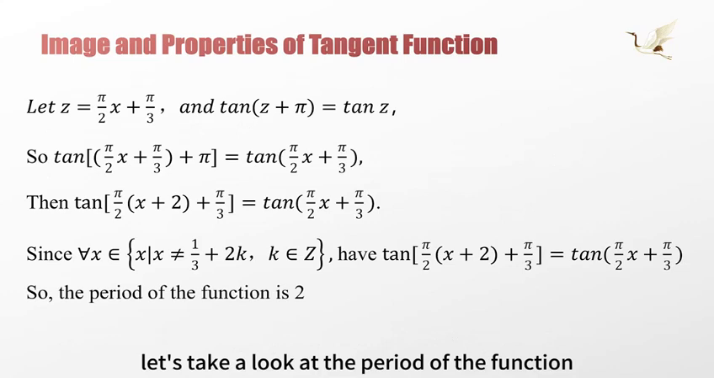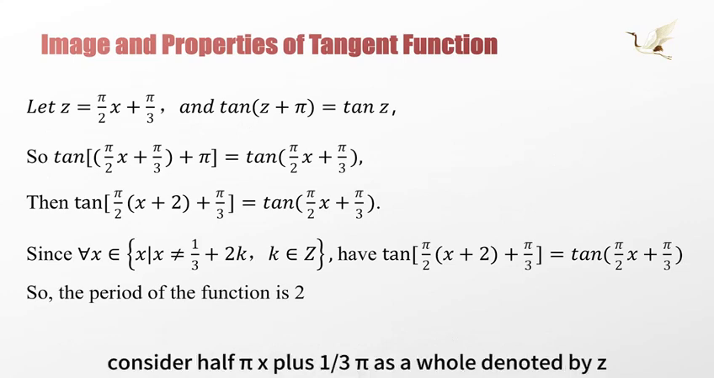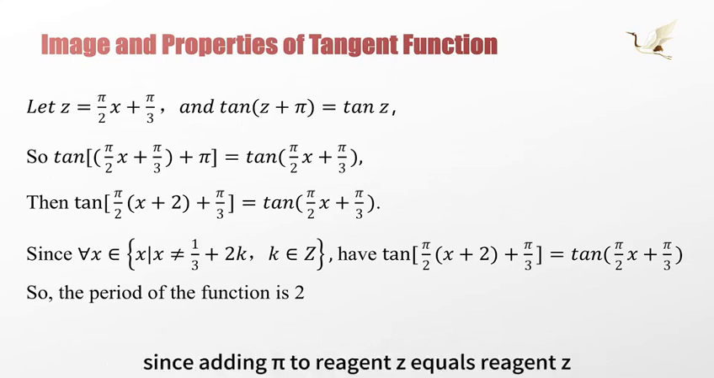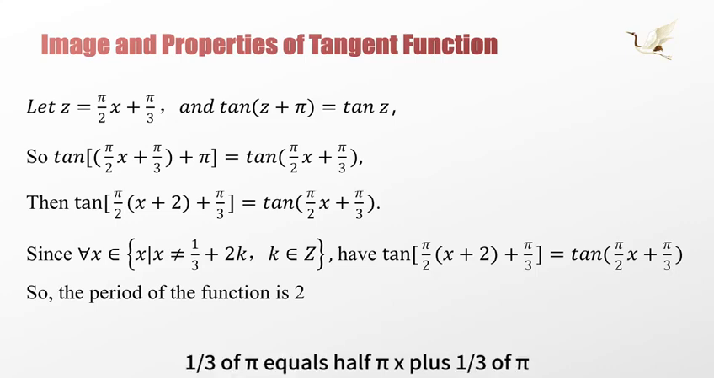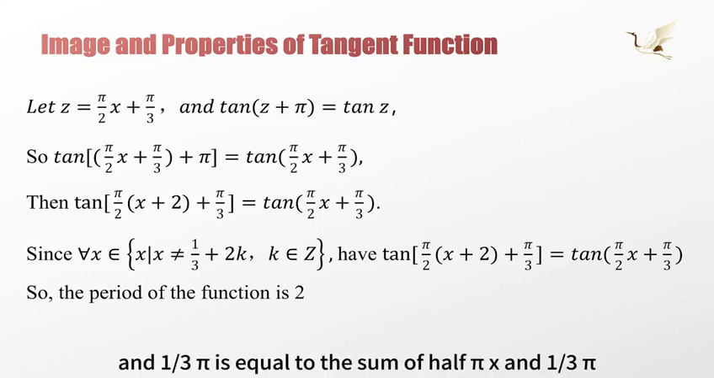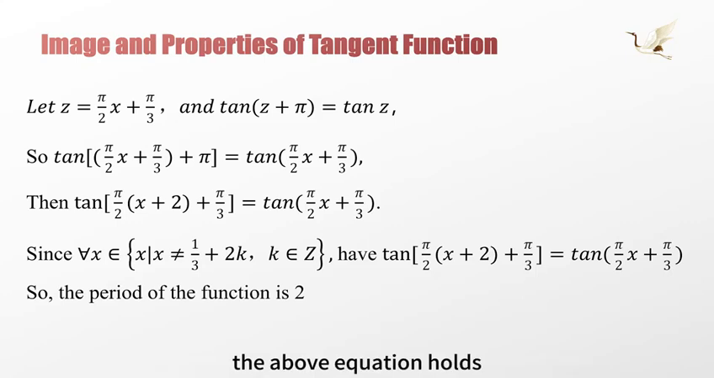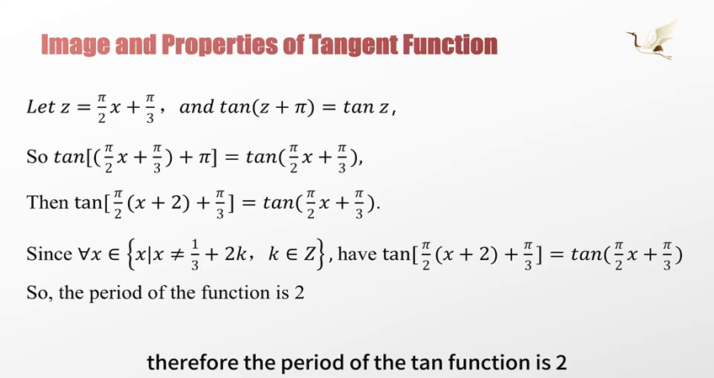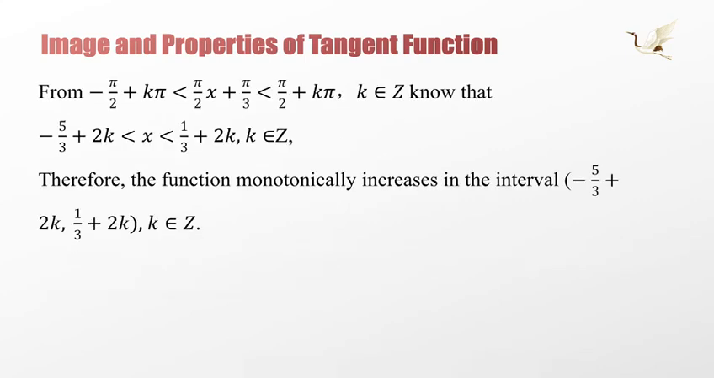Let's take a look at the period of the function. Consider half pi x plus 1/3 pi as a whole, denoted by z. Since tangent of (z plus pi) equals tangent of z, adding pi to half pi x plus 1/3 pi gives the same value as the function at x plus 2. The above equation holds for all values within the domain, therefore the period of the tangent function is 2.